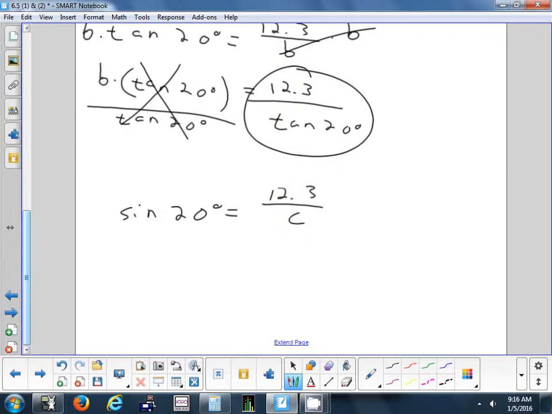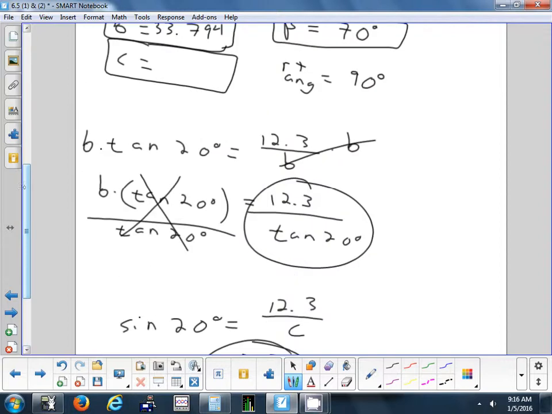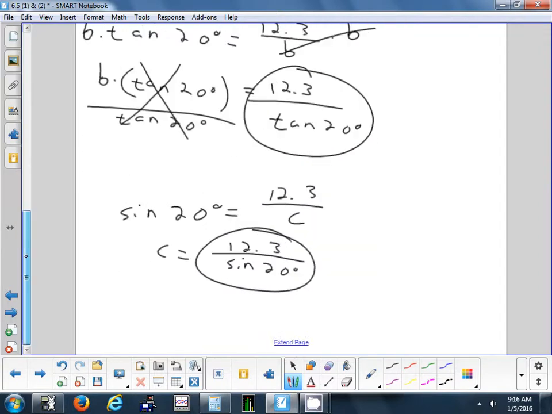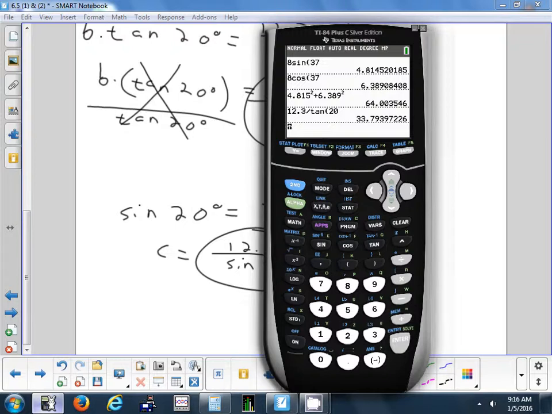Okay, and whenever the variable's on the bottom, what's the trick I can do here to quickly get C by itself? Just flip sine 20 and C, the reason why we just went through in the last problem. So 12.3 over sine 20. All right, if you wonder why I did that, I would multiply both sides by C, and then I would divide by sine 20, just like we did up here.